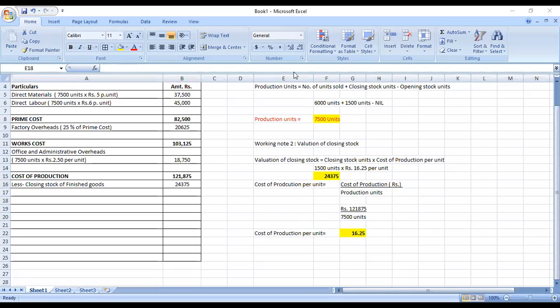Okay, no problem at all. So this 24,375 is the closing stock of finished goods. We have to reduce it from the cost of production. So 121,875 minus 24,375 is 97,500. That is called COGS, or cost of goods sold.